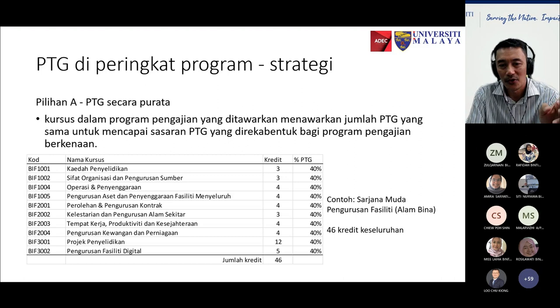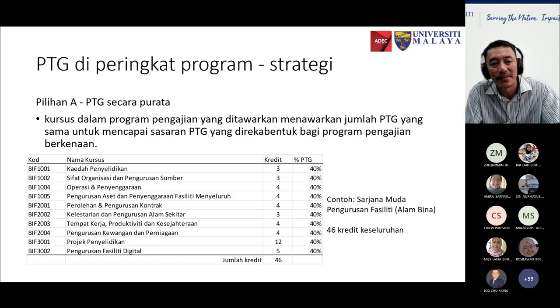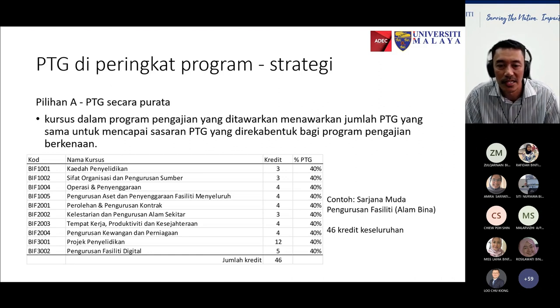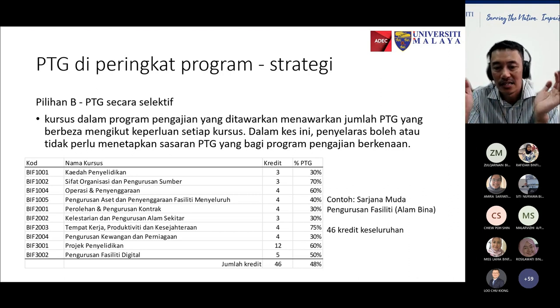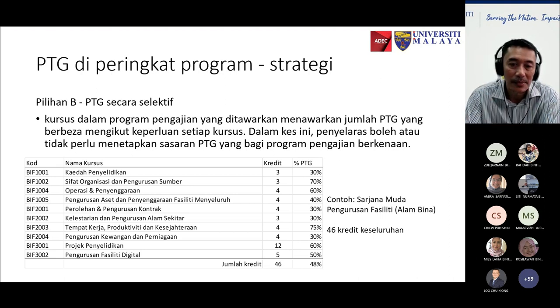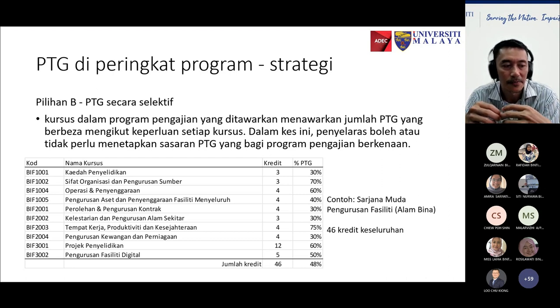Okay, so there are two ways for you to do PTG. The first one is PTG as a constant, which means every course has the same amount of PTG. The second one is PTG selectively, which means each course designs its own PTG percentage, but you cannot exceed the 60% just now from the credit. You can have this conversation within the curriculum review team at your course. Sometimes you might see courses that use different PTG, but at the very minimum, you need to have at least 30% for your course.